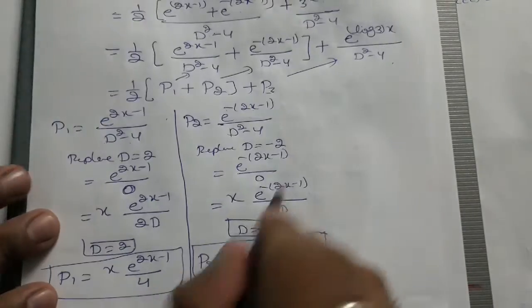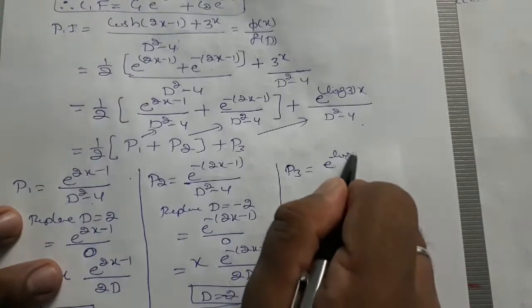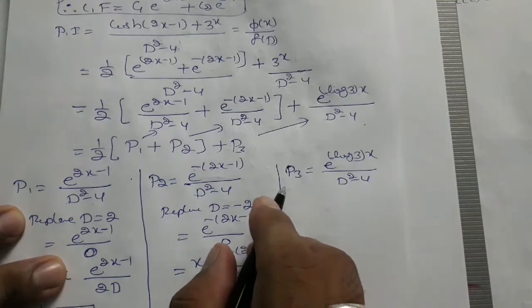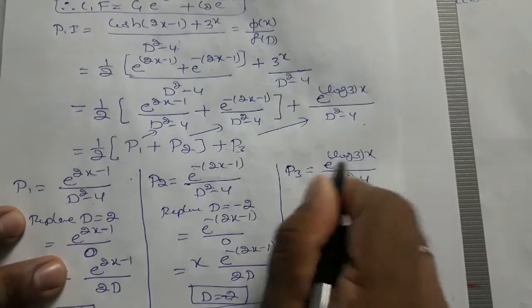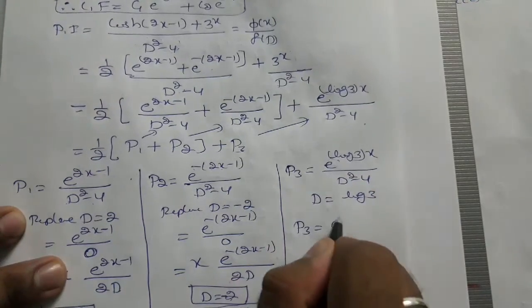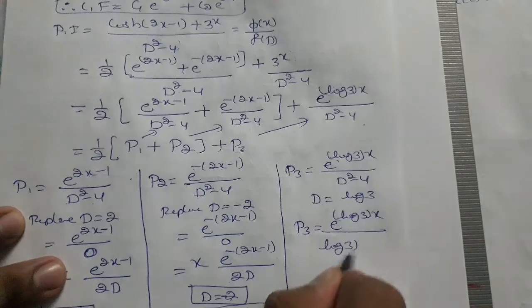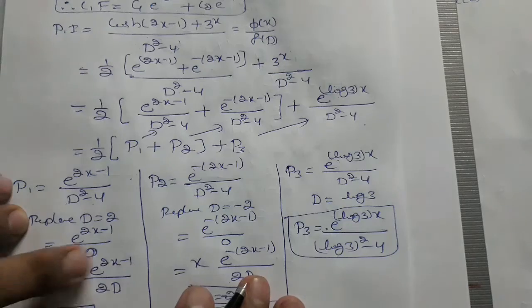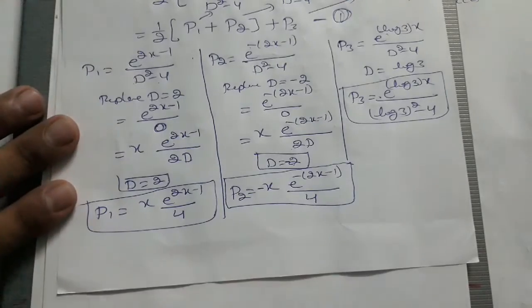Next, the last one, that is p3, is equal to e to the power of log of 3 into x divided by D square minus 4. What am I going to replace in this? Replace D by log of 3, because the coefficient of x is log 3. Therefore p3 equal to e to the power of log of 3 into x divided by log of 3 the whole square minus 4. So these p1, p2, p3 you have to substitute in equation 1. Therefore we'll get the answer.